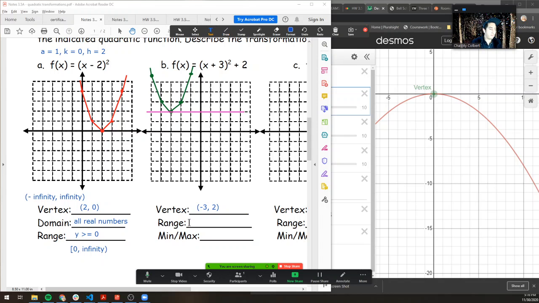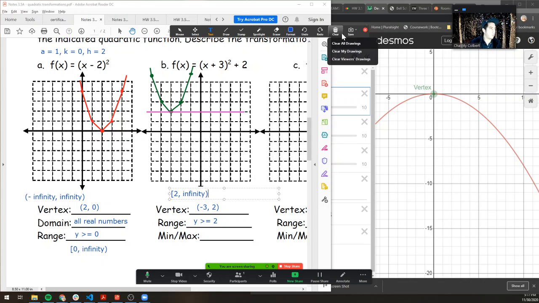So now, instead of y is greater than or equal to 0, y is greater than or equal to 2. That's how you can write the range. Or you can write the range like this. You can say bracket 2, infinity. And does it have a minimum or maximum? It has a minimum because that's the lowest point. That's definitely a minimum.